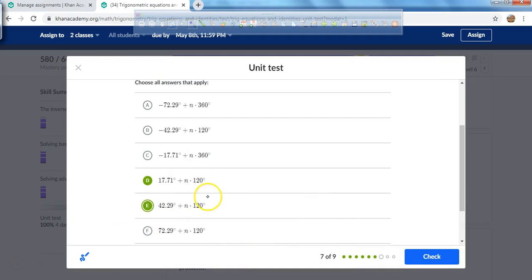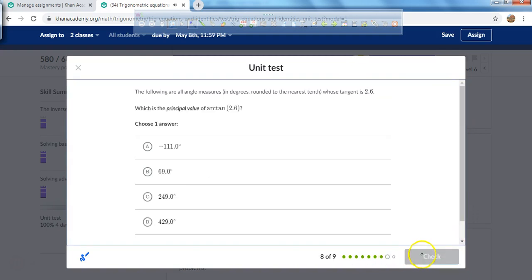Because both of these are going to be, this is the one that's going to be in the first quadrant, that's going to be the one that's in the second quadrant. Okay?